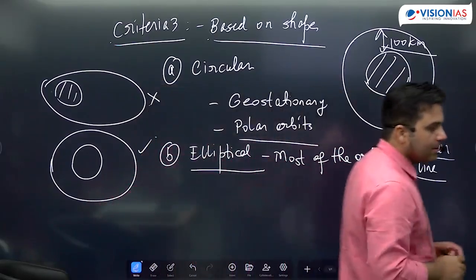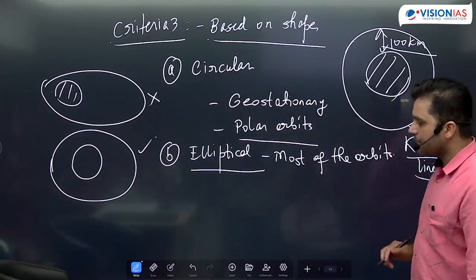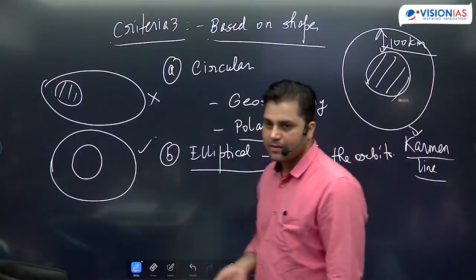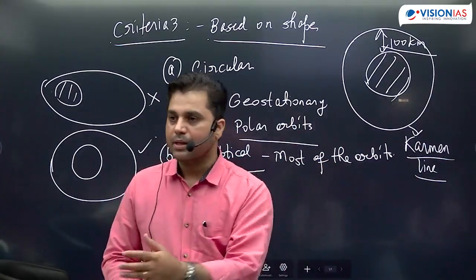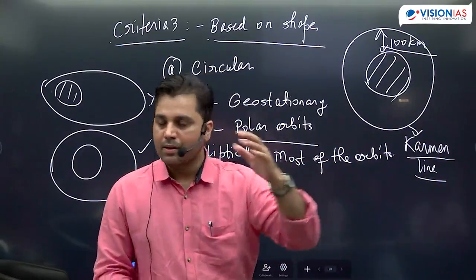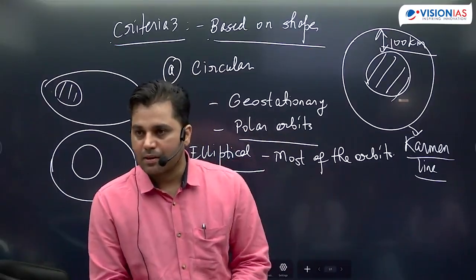Criteria 4 is a very special classification. The 3 classifications we have done so far are general classifications. General means that an orbit will be either LEO, MEO or HEO. An orbit will be either polar, equatorial or inclined. An orbit will be either circular or elliptical.